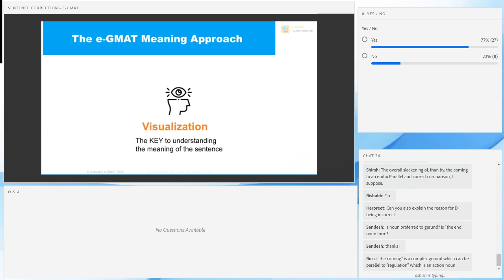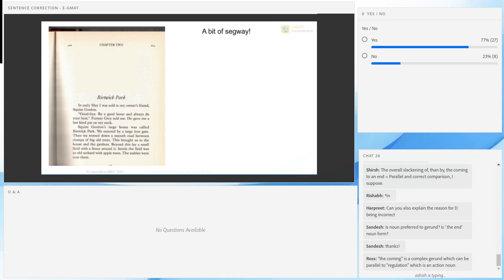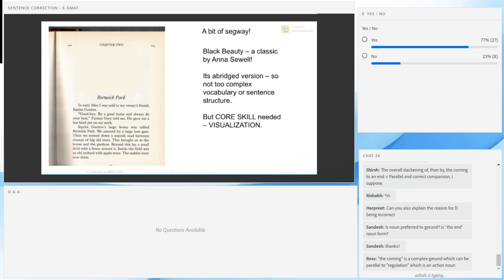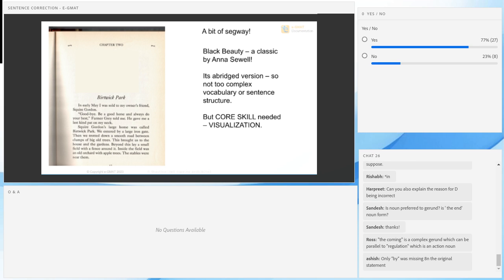Now, is this a skill that all of us have? Absolutely. Okay. And to prove that, we're going to do a bit of a segue, and we're going to show a very simple excerpt. Black Beauty, it's a classic by Anna Sewell, right? Now, this is an abridged version. Okay, and so it's not very complex vocabulary or sentence structure, but the core skill that is required to enjoy this is visualization, and I want you to experience that on your own, okay, by yourself.